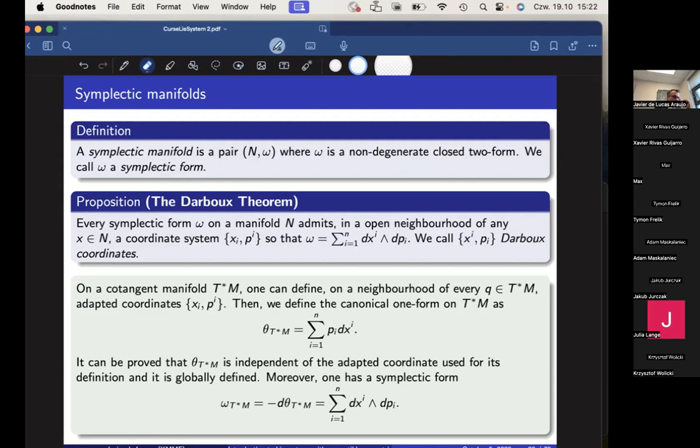It turns out that in general, when you have a symplectic form, you can always write it locally around a generic point in a very easy manner by means of the so-called Darboux theorem. The Darboux theorem tells you that given a symplectic form on a manifold, in an open neighborhood of every point x there is a coordinate system given by coordinates x_i, p_i, so that the differential form can be written in this way.